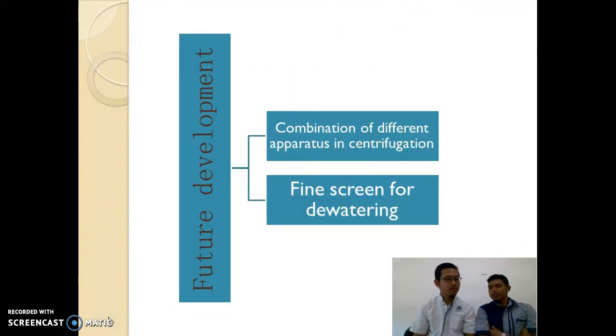Okay, Arif, based on what we have discussed before, there are a few future developments that we can suggest for improvement of this SLS process. The first one is the centrifugation process. One single separation process is not able to solve separation in optimal ways. So we can combine different apparatus in the centrifugation process so that it can produce the best process result.